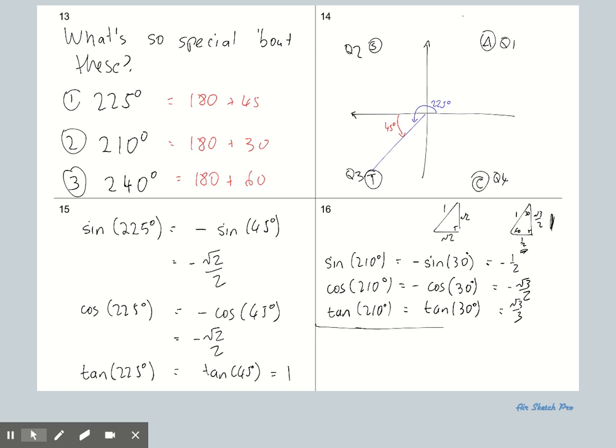Okay, the next bit should be easier. So the sine of 240 degrees is equal to negative sine of 60, which is equal to negative root 3 on 2. The cosine of 240 degrees is equal to the negative cosine of 60 degrees, which is equal to negative a half. And the tan of 240 degrees equals negative tan 60 degrees, which equals, oops, not negative. Sometimes the erase tool is a bit hard to get to, which is equal to positive root 3. Bosh. Okay, so that's it.